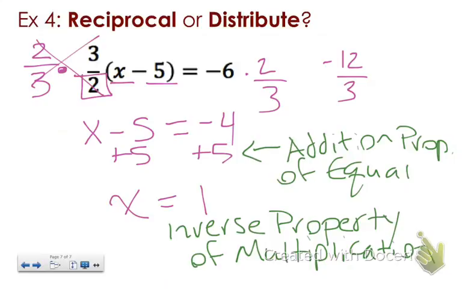So remember, the properties of equality come in anytime it's whatever you do to one side, you do to the other. And that's it for this section.